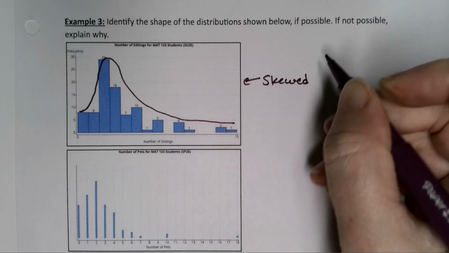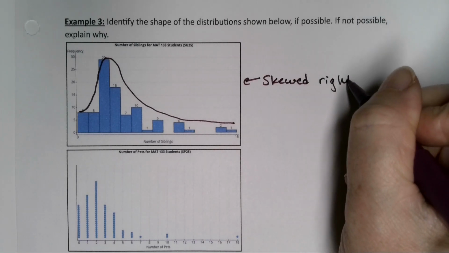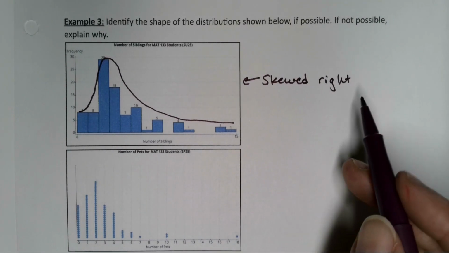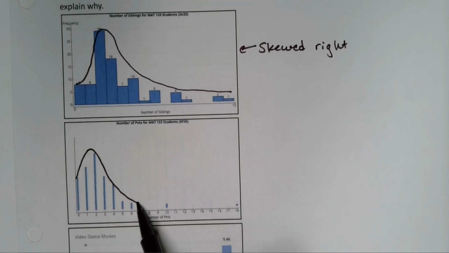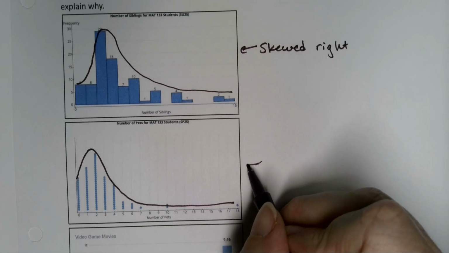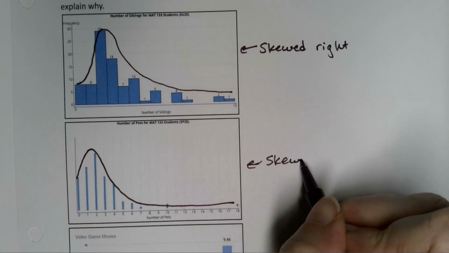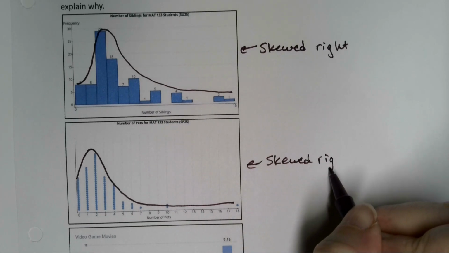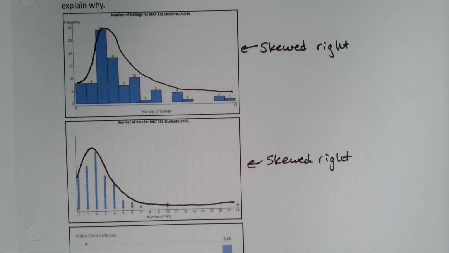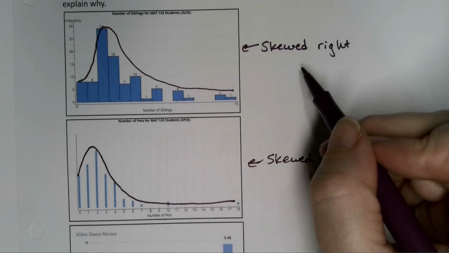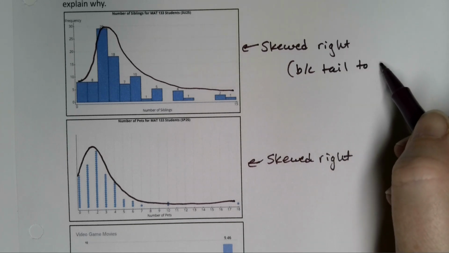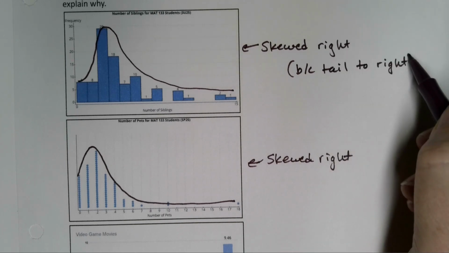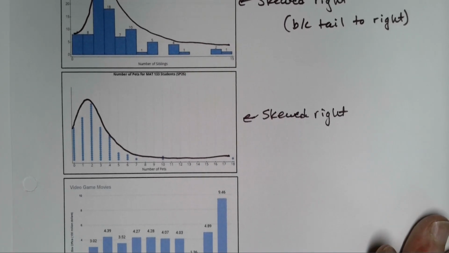This is the first histogram we had in this section. And actually, so is this one. This one is also skewed right, because they have tails to the right, right? If you're thinking of why. Right, for both of these.